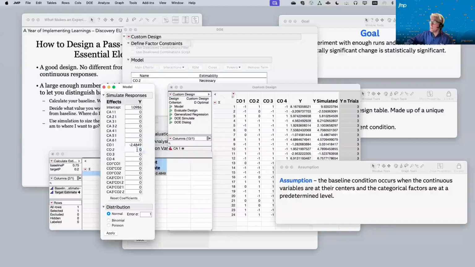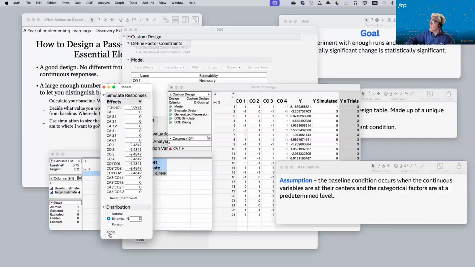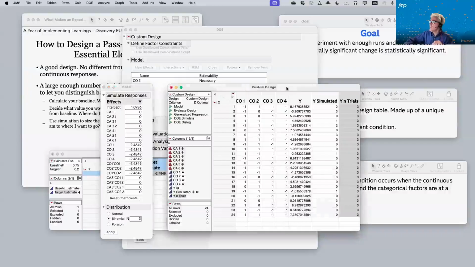Let's go ahead and paste these in. They're my 4 continuous factors, my quadratic effects associated with those continuous factors, and my 2-factor interaction associated with my 2 continuous factors. I'm going to make sure I've got binomial there, set my binomial to 3 again, and click apply. I'm just making sure that the Y simulate column changes. And in fact, it does.